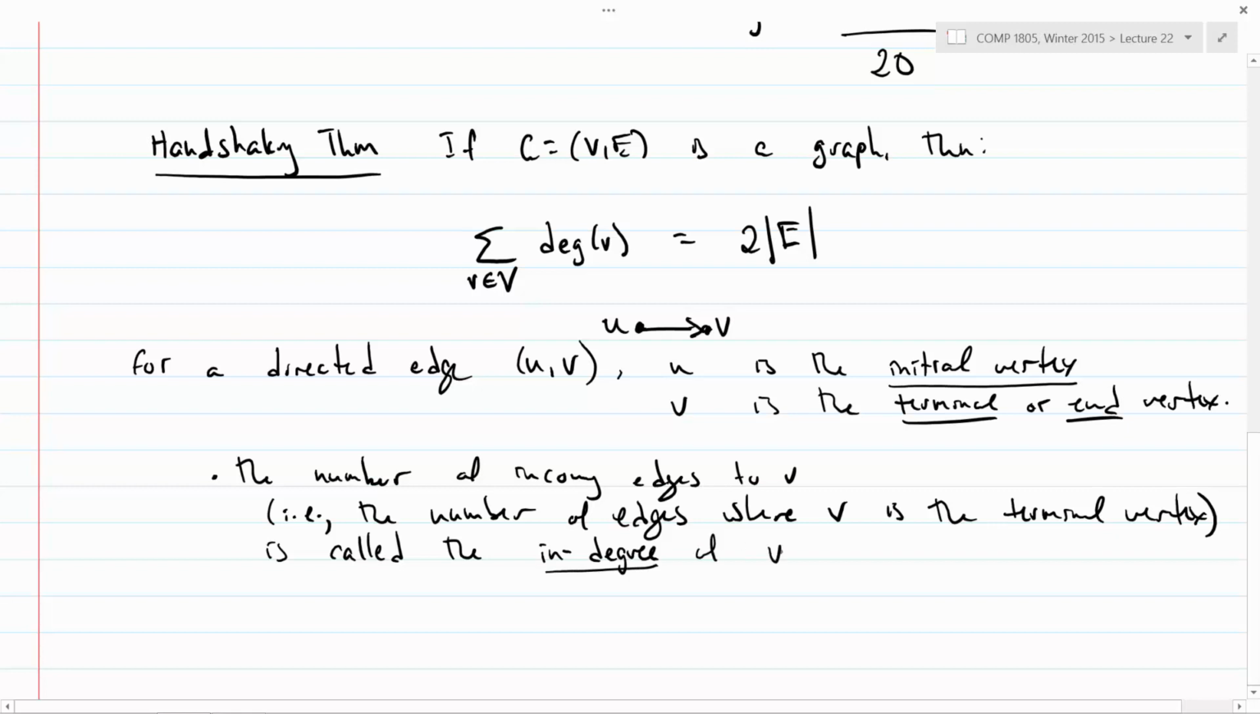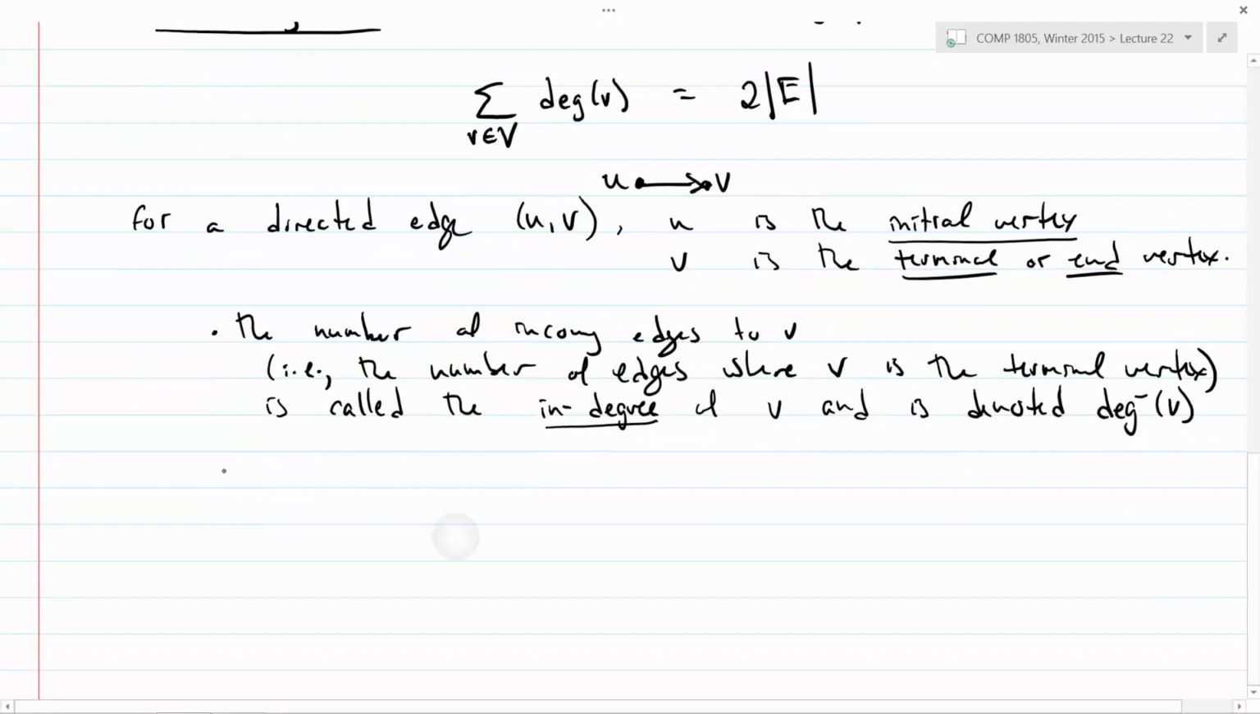And we have notation for this. So this is deg with a minus sign of V. All right, and then we have the other way around as well.